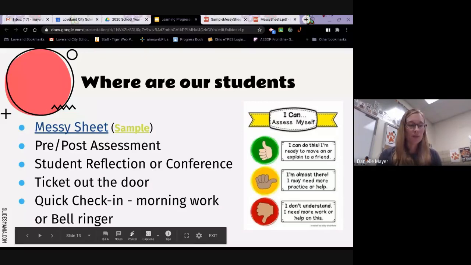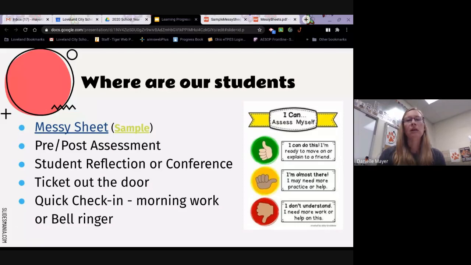Welcome back. So you had some time to create your learning progression. So now we have this standards-based learning progression, and now we're thinking, okay, now what? What do we do next, right? We need to find out where our students are on the learning continuum.